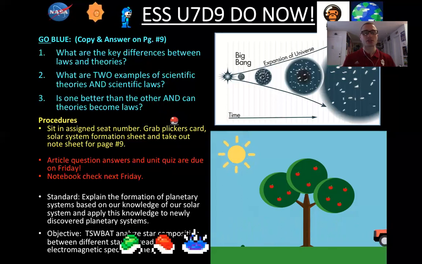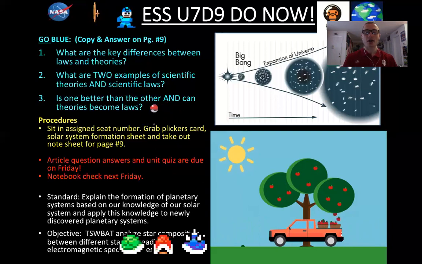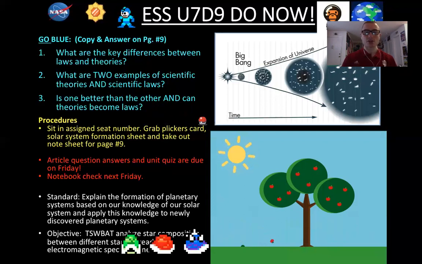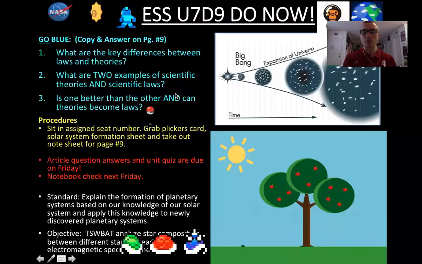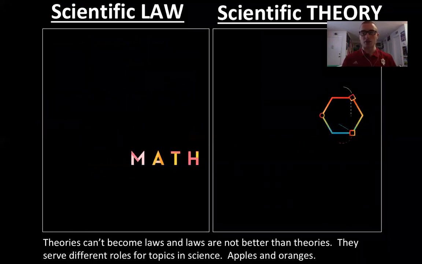Differences between laws and theories, 2 examples of each, and then is one better than the other? I've just put it down. The best thing we can always do, you guys know how much I like these, are T-charts, okay? Hopefully you have paused the video and answered it on your own. I've got my scientific laws on the left and my theories on the right. At the bottom, as you'll see, it kind of gives away one of our last questions: theories cannot become laws, and laws are not better than theories. They serve different roles for different topics in science, right?